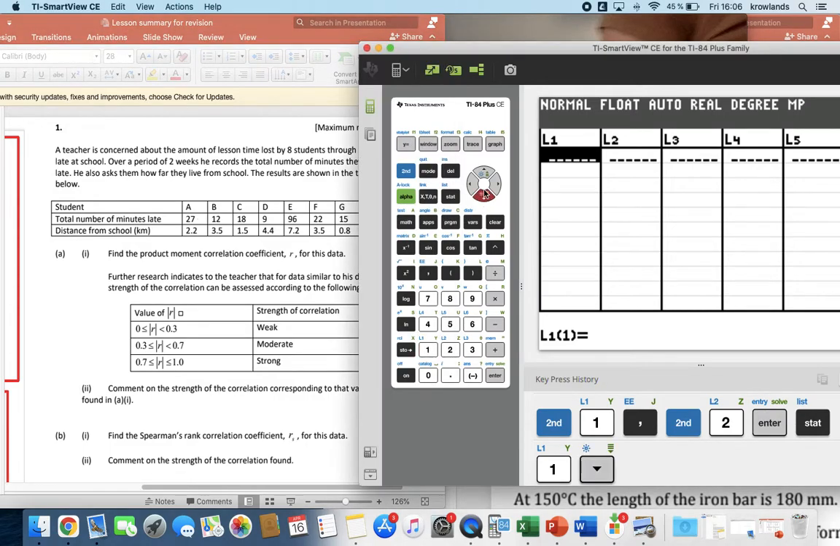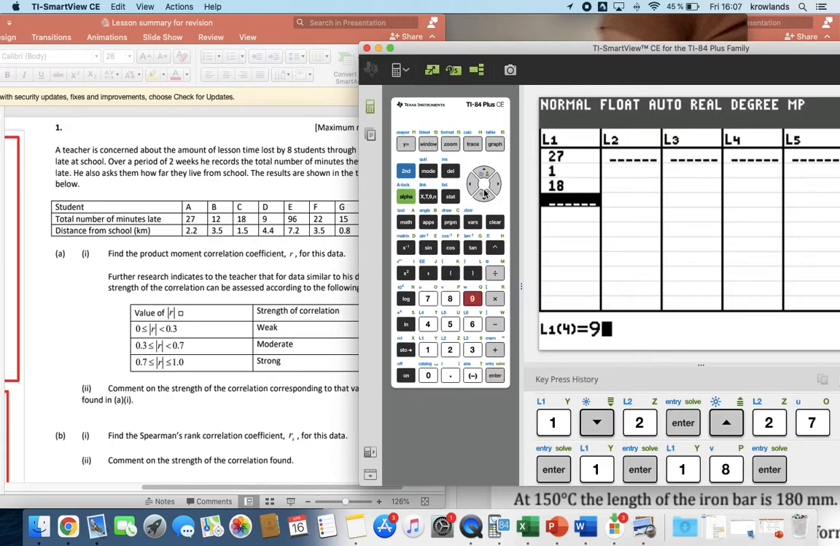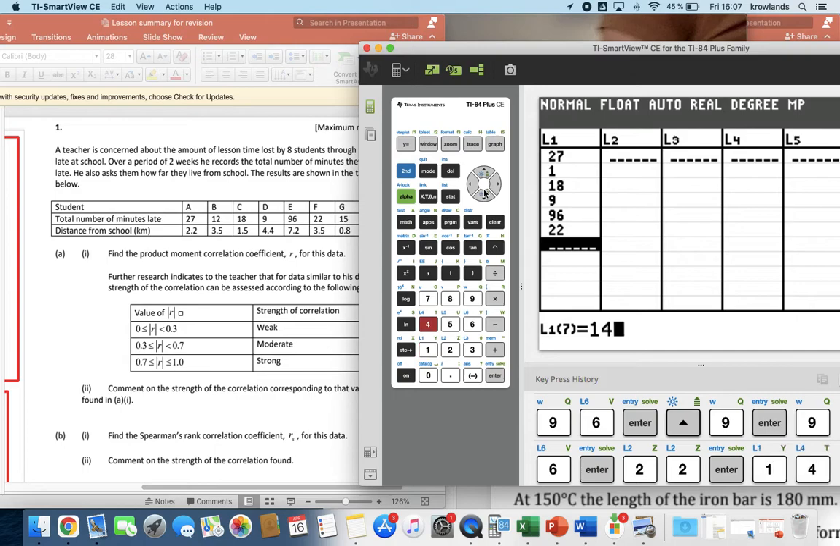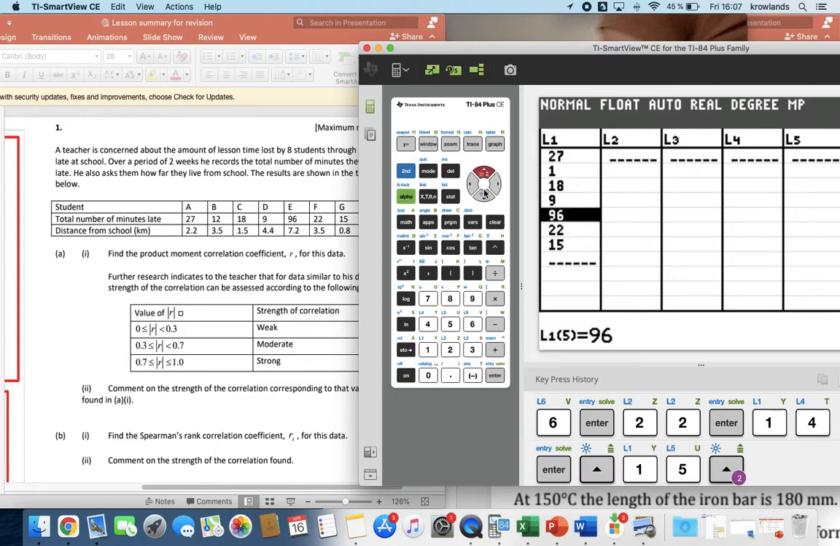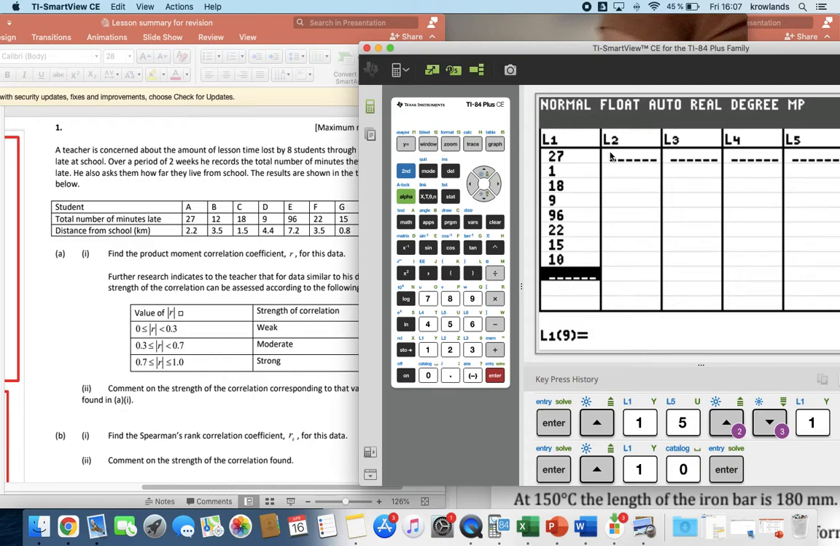So let's go. 27. And then into list 2, we press the right arrow.